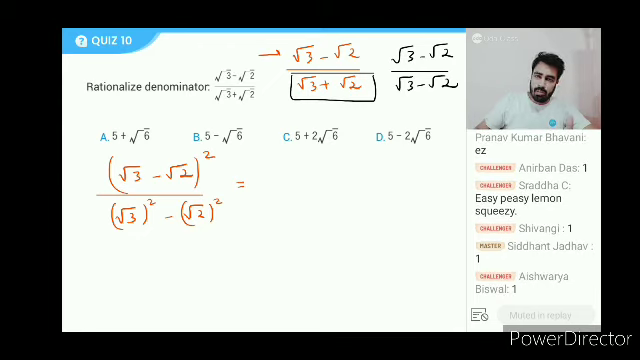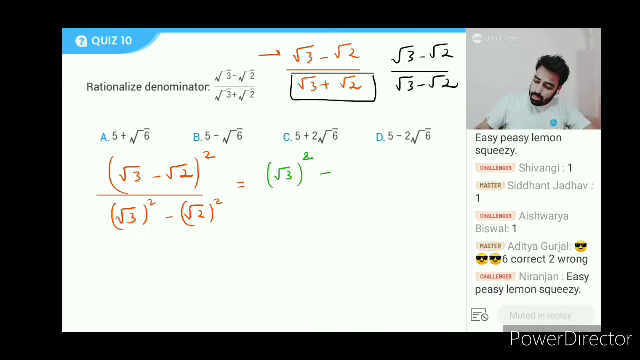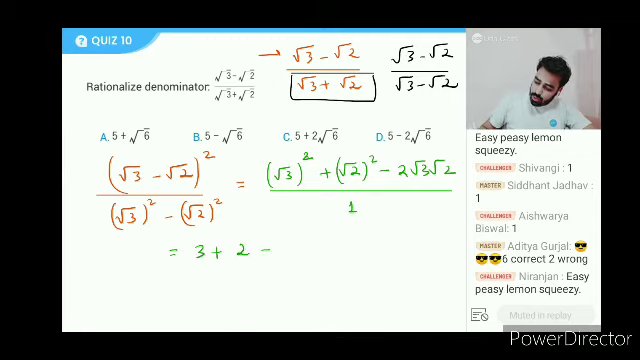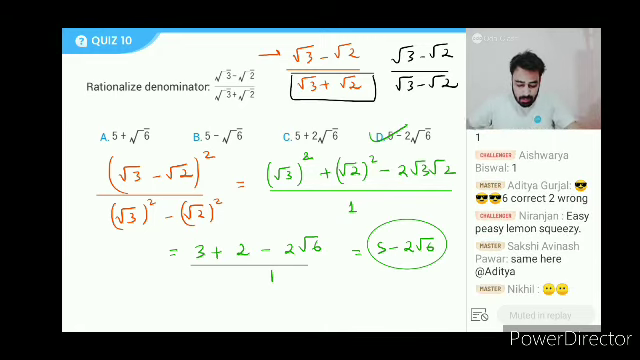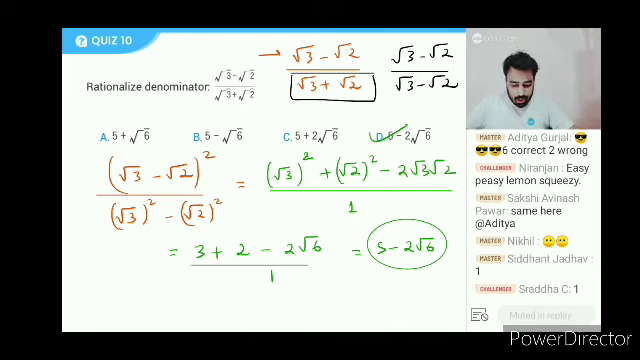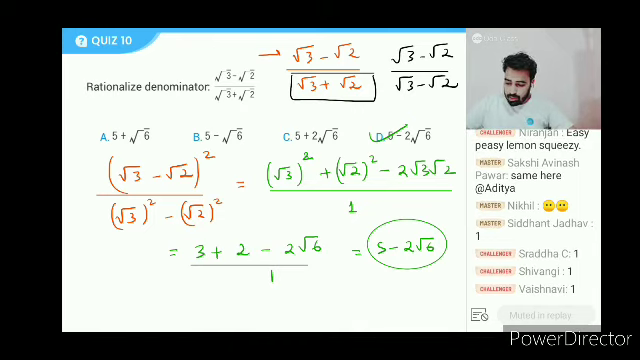In the numerator, we'll apply (a minus b) whole square. So a square plus b square minus 2ab, divided by 1. Root of 3 square is 3, root of 2 square is 2, and 2 root 6, divided by 1. So 5 minus 2 root 6. कितना सिंपल है ना. Option D will be correct. Clear? This part is clear, बच्चों. Everyone, this part is clear.